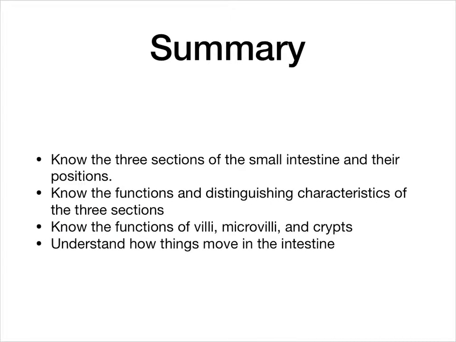So in summary, I want you to know the 3 sections of the small intestine: the duodenum, jejunum, and ileum. You should know what order they occur in and about their relative sizes. The duodenum is just that short first segment. The jejunum is the next 40%, and the ileum is the 40% past that. You should know the functions and distinguishing characteristics of the 3 sections. The duodenum is where pancreatic juices are injected and mixed. The jejunum is where digestion and absorption occurs.